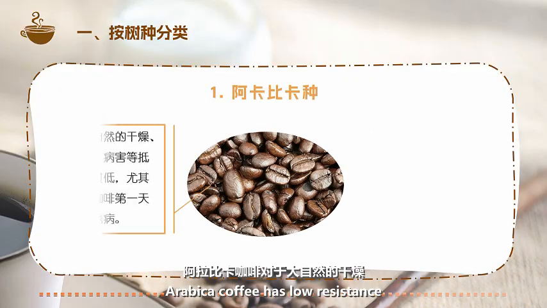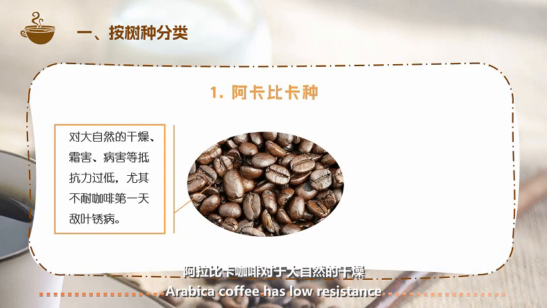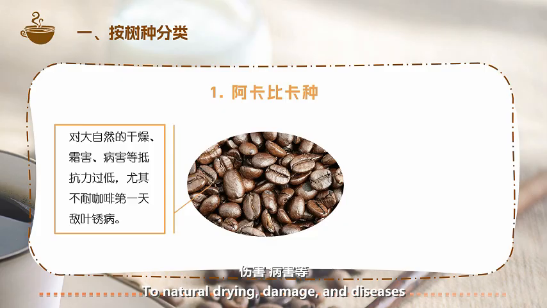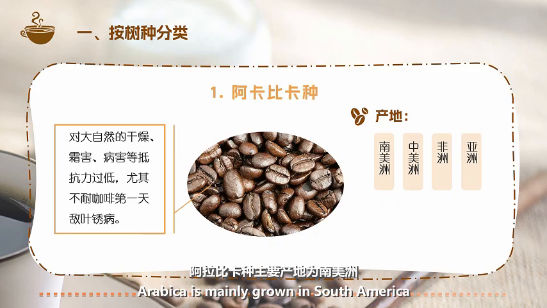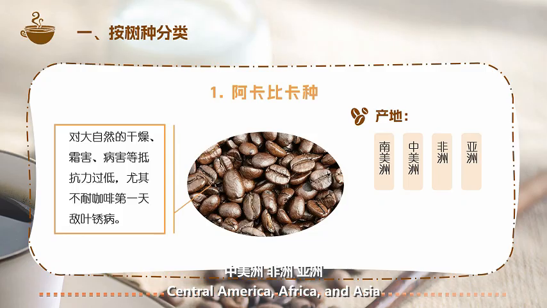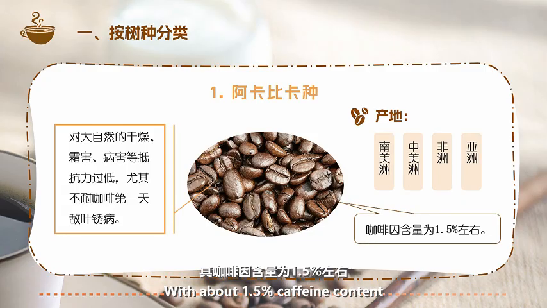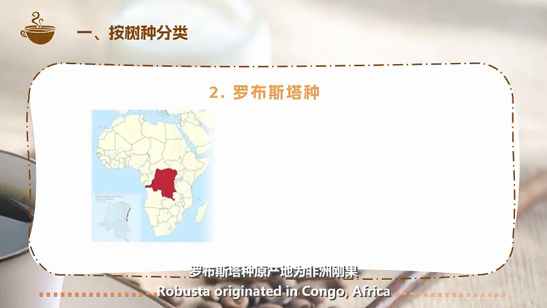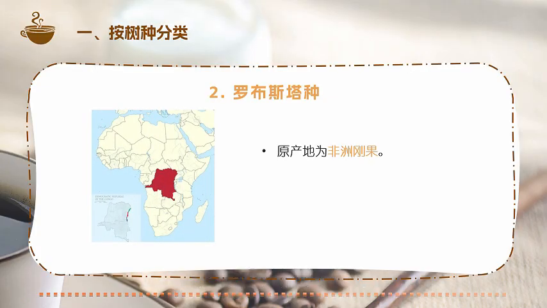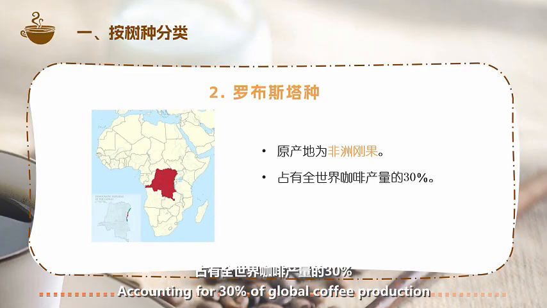Arabica coffee has low resistance to natural drying and damage, and is especially vulnerable to coffee leaf rust, its number one enemy. Arabica is mainly grown in South America, Central America, Africa, and Asia, with about 1.5% caffeine content. Robusta originated in Congo, Africa, accounting for 30% of global coffee production.